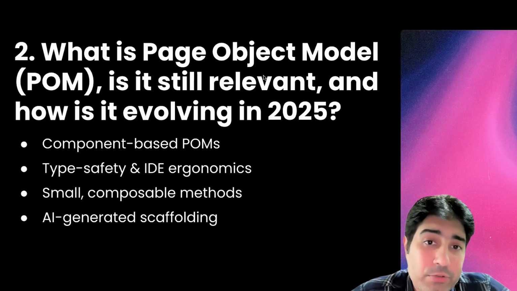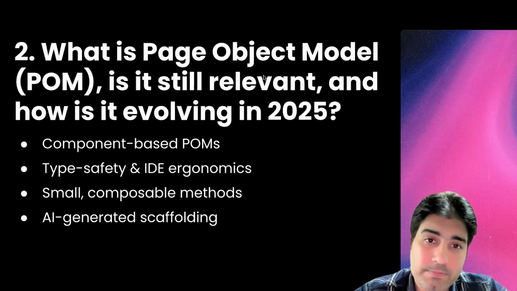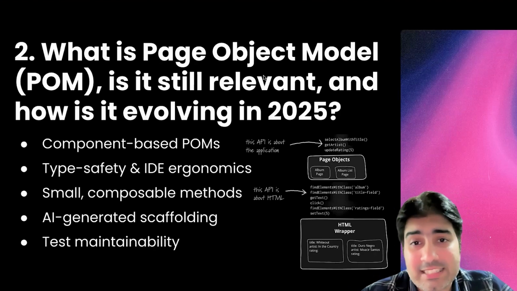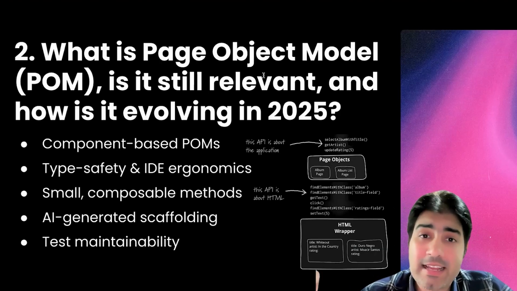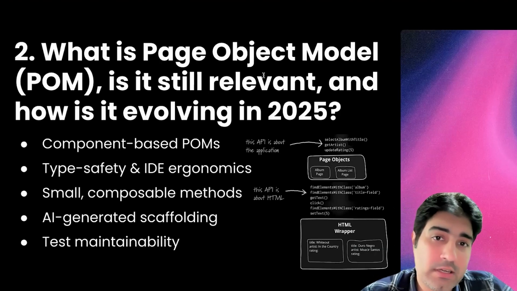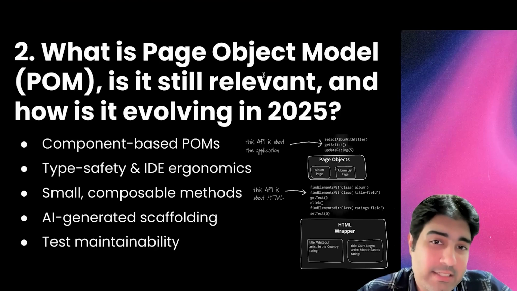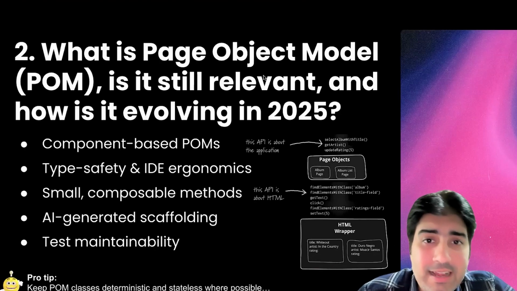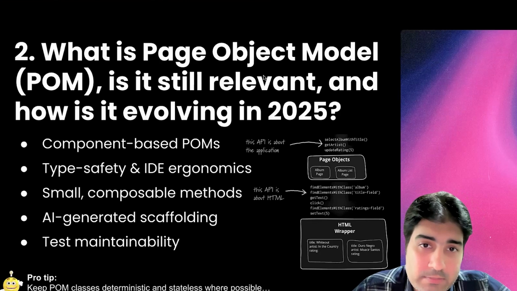AI-generated scaffolding. Use AI to scaffold page objects quickly, but always refactor for readability and reuse. And last but not the least, test maintainability. Centralize the locators, selectors, configs, and common utilities like retry policies or wait helpers. Keep page object models small and focused, and add tests to guard refactors of page object models themselves, maybe meta tests. So pro tip here is keep the page object model classes deterministic and stateless where possible. Avoid storing ephemeral state inside page objects that can confuse parallel runs.